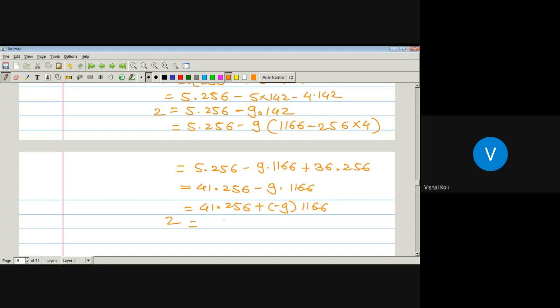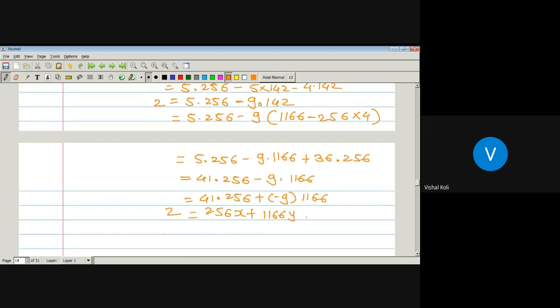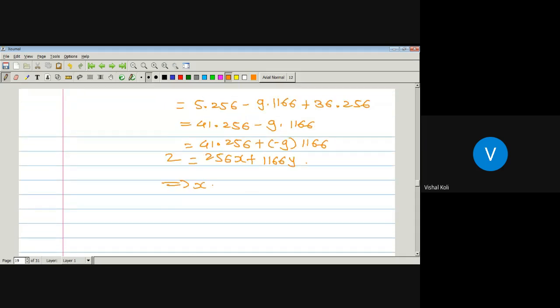So 2 is nothing but 256x plus 1166y, which implies x is 41 and y is minus 9. So in this way we can find out the GCD and express that GCD as a linear combination of a and b.